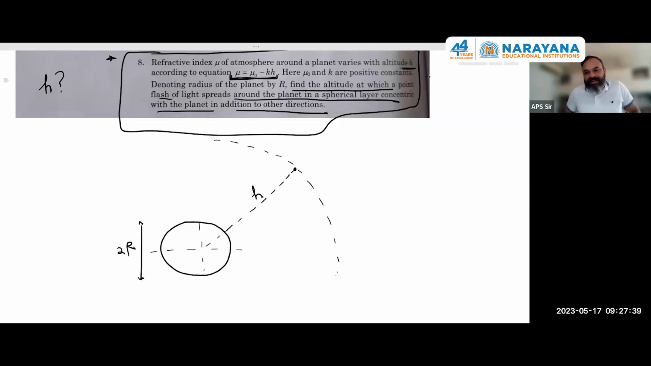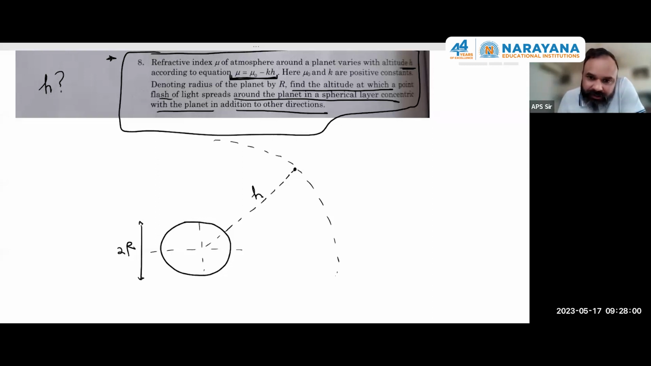So basically, he's saying that if you take a torch light and spread it at this point, you focus it at this point, this ray, this wavefront starts circulating around our planet. That is what he is trying to tell me. Now, how do I observe this question?